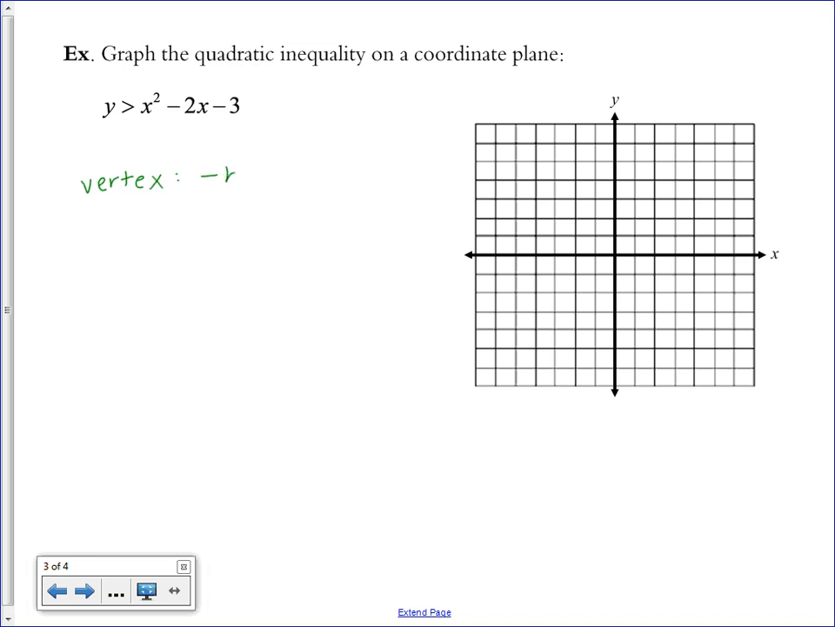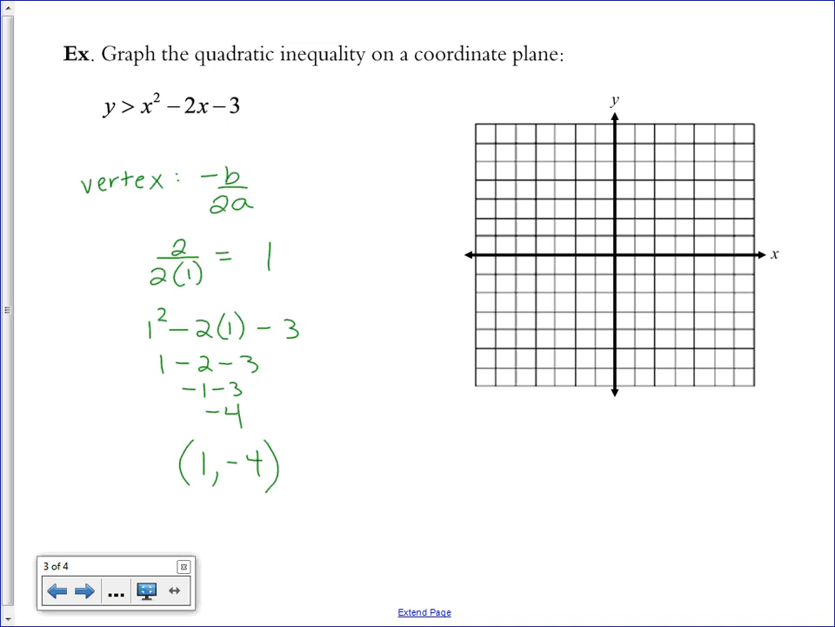The formula for the vertex when it's in standard form is negative b over 2a. So I'll plug in negative b, which here is 2, over 2a, and get 1. And I have to take the 1 and plug it back in to figure out what the corresponding y value would be. And so now I see that my vertex is located at 1, negative 4. That goes on the graph first, put it in red.